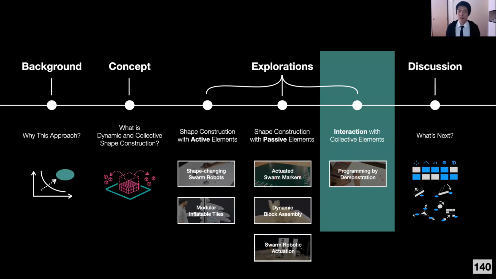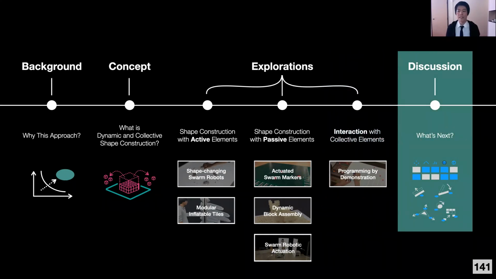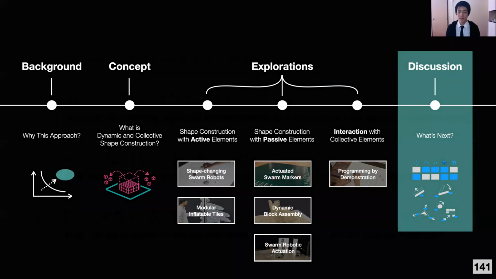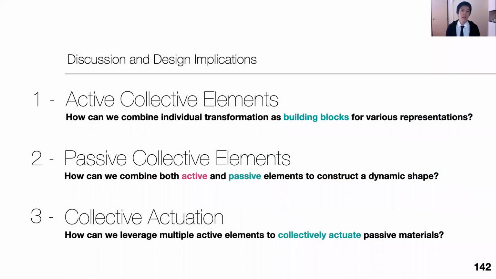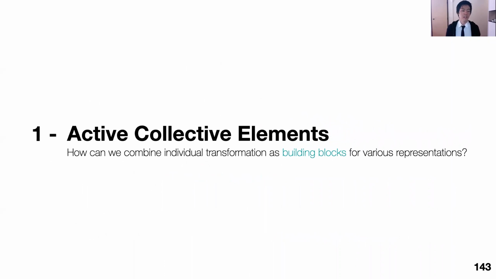Okay, so this was the last section of my own exploration. And for the last, I want to discuss the future research opportunities as well as the design implications of my own exploration. For discussion and design implications, I want to talk about three things. The first one is for active collective elements: how can we combine individual transformations as building blocks to expand the various representations? The second one is about passive collective elements: how can we combine both active and passive elements to construct dynamic shapes? And the third one is collective actuation: how can we leverage multiple active elements to collectively actuate passive materials? Let me first describe active collective elements.